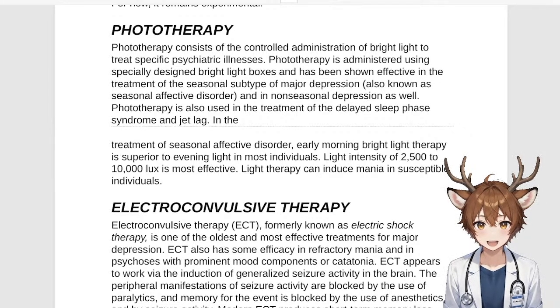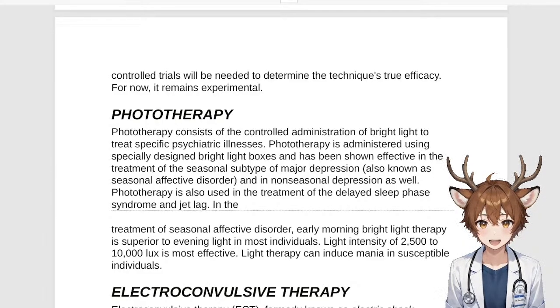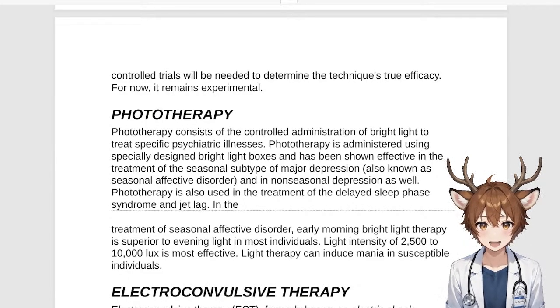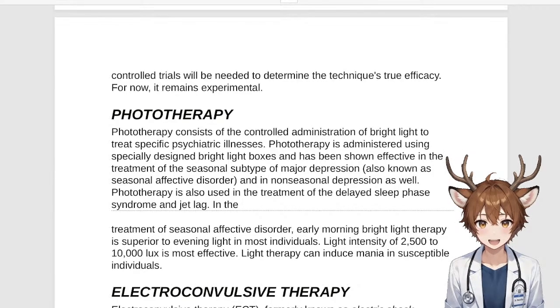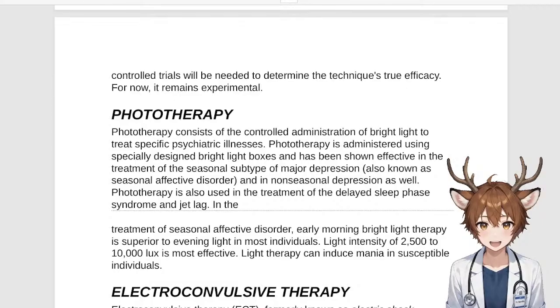In the treatment of seasonal affective disorder, morning bright light therapy is superior to evening light in most individuals. Light intensity of 2500 to 10,000 lux is most effective. Light therapy can induce mania in susceptible individuals.